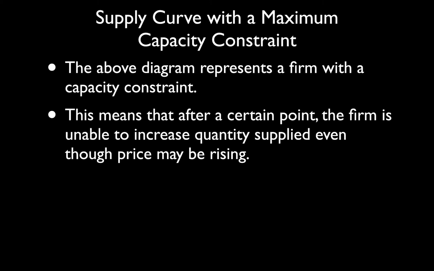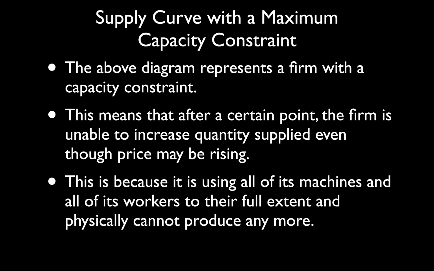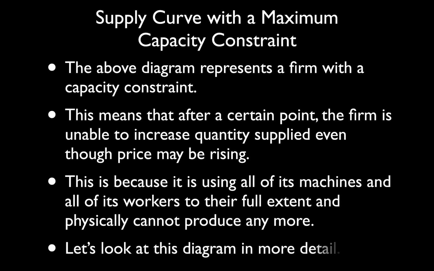This means that after a certain point, the firm is unable to increase quantity supplied, even though price may continue to rise and rise and rise. They may get very frustrated, they may try crazy things to increase the amount they produce and hence sell, but currently, as it stands, they can't do anything else. They can't produce any more. This is because it is using all of its machines and all of its workers. It's using all of its factors of production to their fullest extent and physically just can't produce any more.